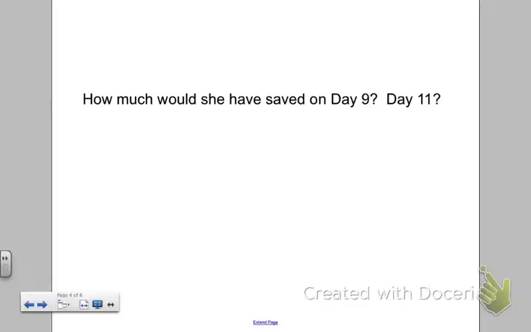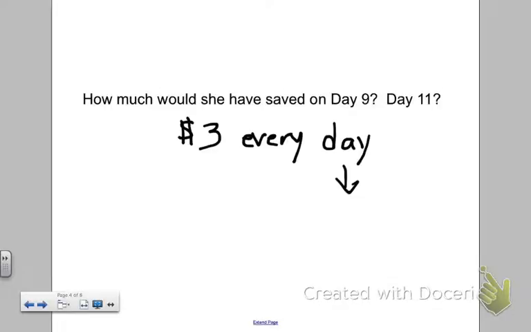You know that she is depositing $3 every day. So depending on what day it is, you can just multiply that by your $3 and you'll see how much money she will have had. So if we're talking about day 9, we're talking about $3 times 9.